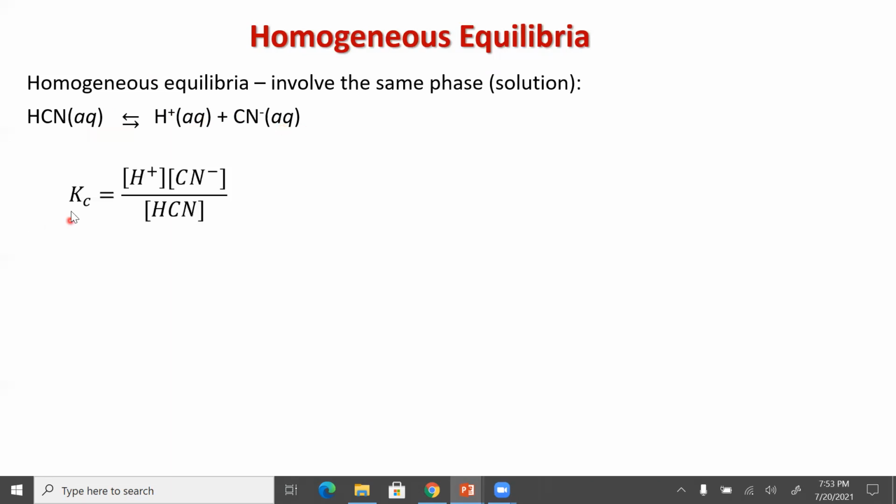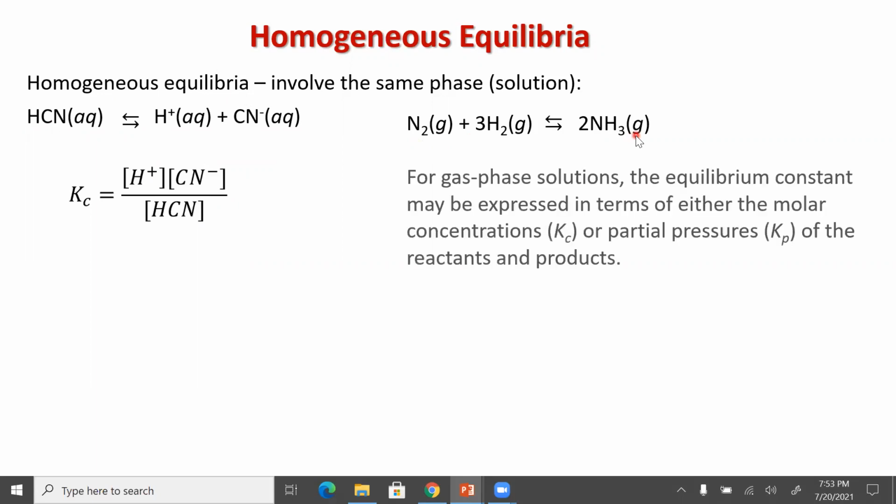And we can write a K expression. This just says C because they're in terms of concentrations. It could say EQ, sometimes it doesn't say anything. It's the product over the reactants raised to the power of the coefficient in the balanced equation, and these are all ones. So there's a one assumed to be here, here, and here. This is also a homogeneous equilibrium because they're all gases.